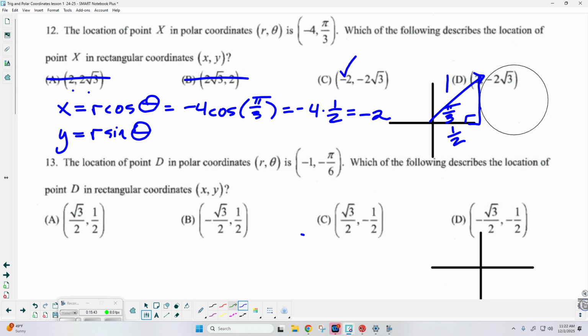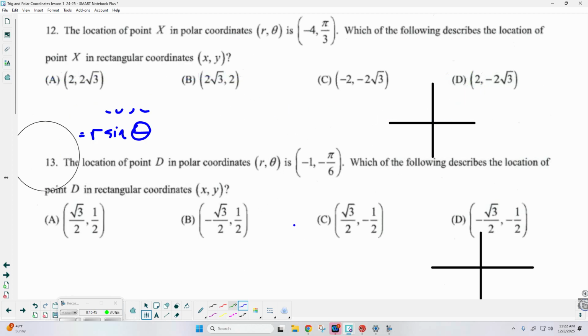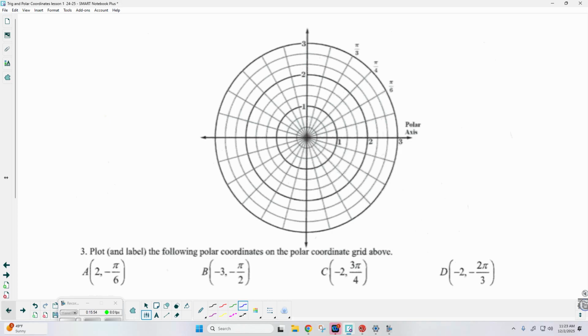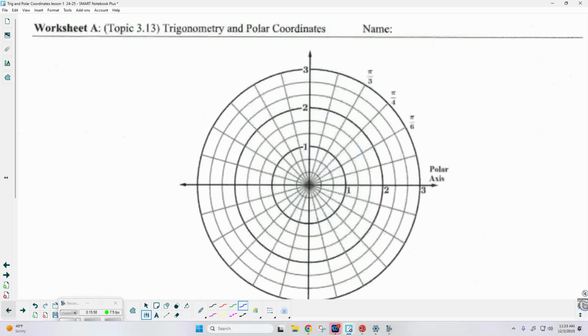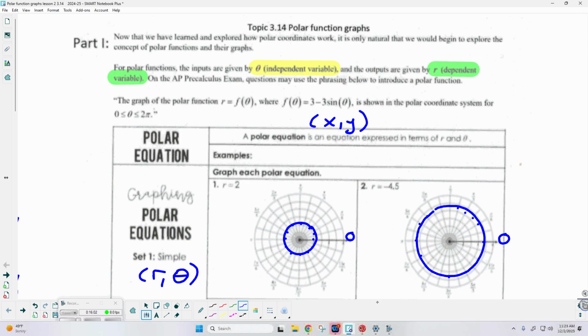Okay. Did anybody have that ready to turn in? Okay. All right. Well, let me go back and set this up for the next class. Ooh, there we go. Okay. Let's go ahead and take a look at our notes from yesterday. Okay. So we're looking at how to graph these polar functions.